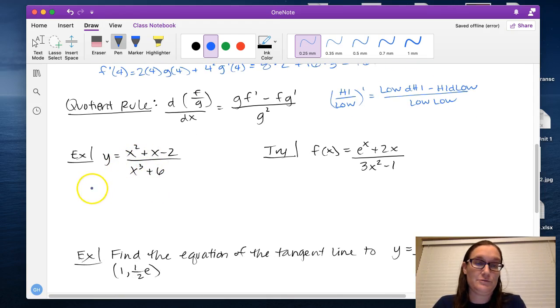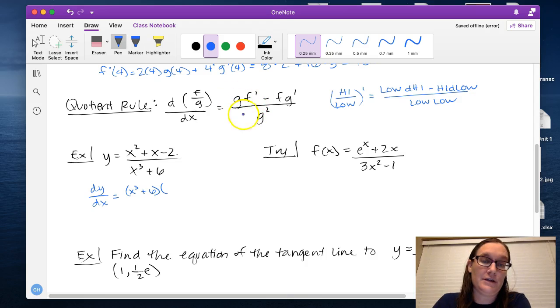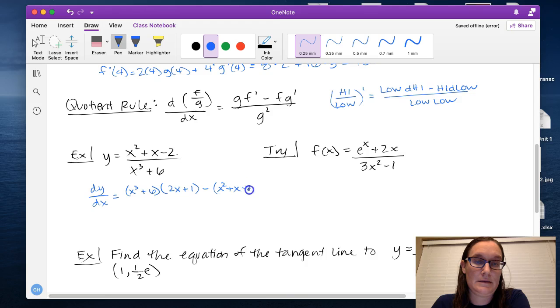So quotient rule. Quotients are easier to recognize. So we do bottom. I always say it this way: bottom derivative of the top minus the top derivative of the bottom, all over the bottom squared. Again, the order of g and f prime doesn't matter though. So we do the bottom derivative of the top. Derivative of x squared is 2x. Derivative of x is 1. Derivative of negative 2 is 0. Minus the top. Derivative of the bottom. All over the bottom squared.